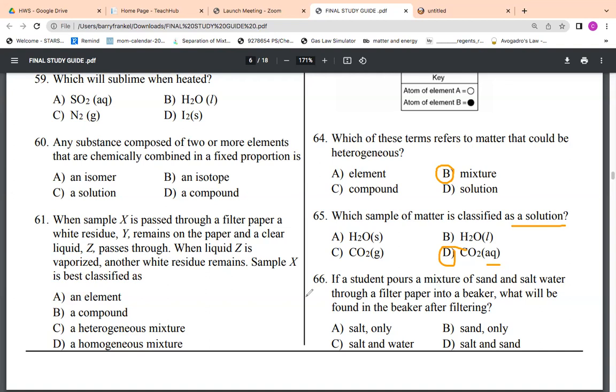Number 66, another question that I have given you guys before. If a student pours a mixture of sand and salt water through a filter paper into a beaker, what will be found in the beaker after filtering? So this was like 61. So after you pass it through, the sand gets trapped on the filter paper, and the only thing that comes out is the salt and the water. So this is choice C.